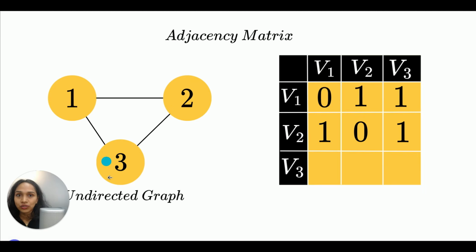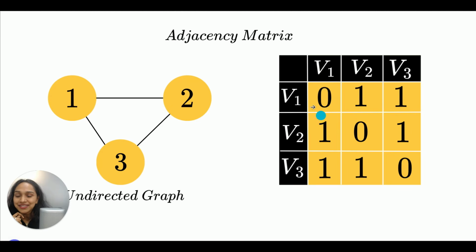Now consider node 3. There is an edge between nodes 3 and 1, so we have a 1 here. There is an edge between node 3 and 2, so we have a 1 again here, and there is no edge between 3 and 3, so finally we have a 0. It is very easy, right? Now, if we look at this adjacency matrix, we can find something very interesting. Can you notice something?